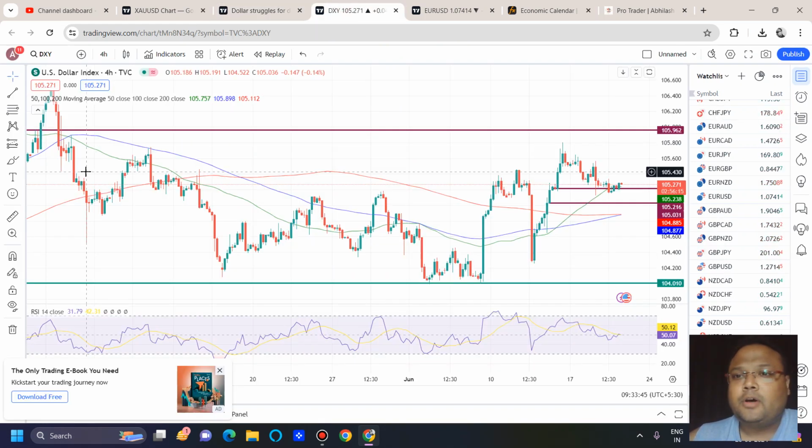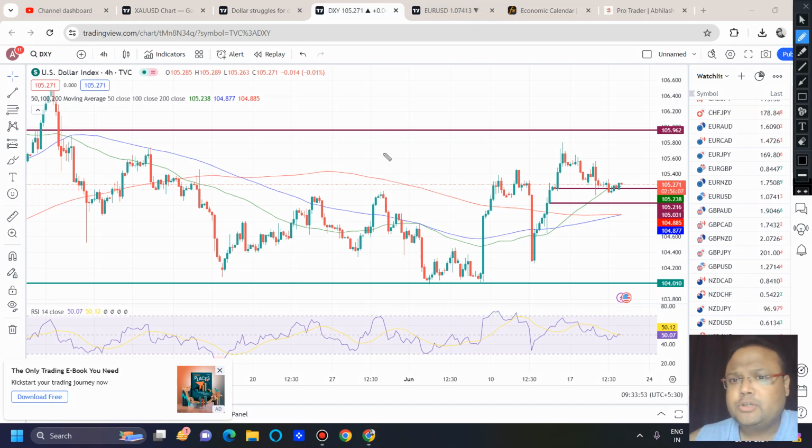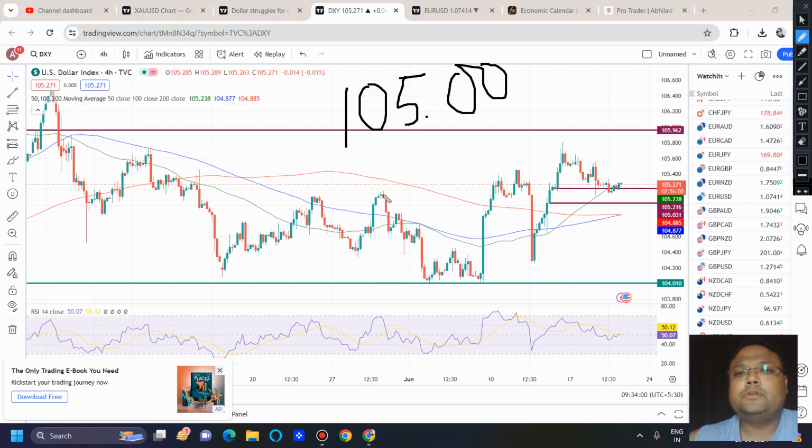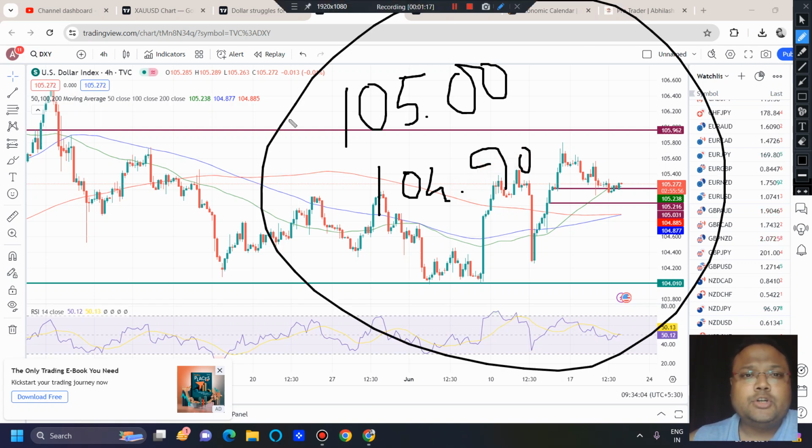And if you look at the chart of dollar index, you can see dollar index is still trading around 105.25, 105.30 area. Things have not changed much. If market drops by the European session, we can expect the next support to be around 105.00 to 104.90. This is the next support on the chart of DXY. But if market drops after US session, then this may not work.